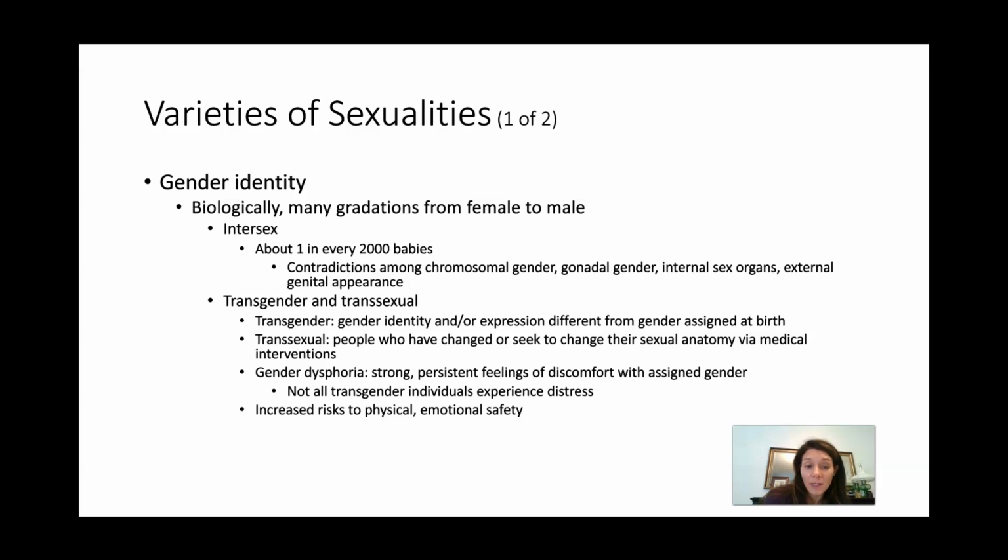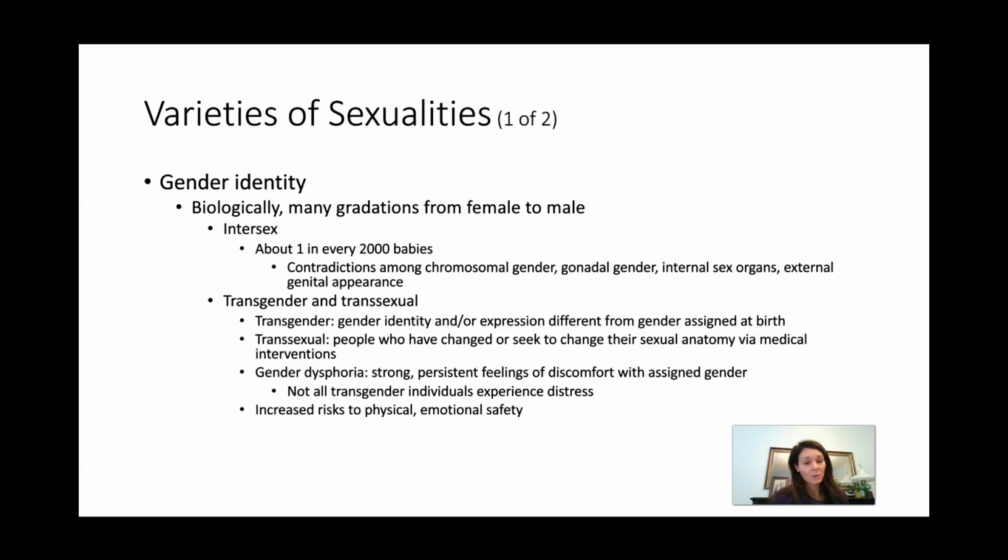From a biological standpoint, about 1 in every 2,000 babies is born as an intersex person. There are chromosomal contributions to that. Their gonadal gender may not be outwardly apparent. Their internal sex organs may differ from what their external sex organs appear to be. Sometimes intersex conditions are noticeable at birth, and sometimes they are not. Sometimes you don't ever know that someone is an intersex person because it's not detected until after they've died and the body has been autopsied.